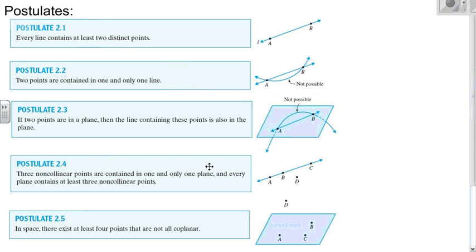3 non-collinear points are contained in one and only one plane, and every plane contains at least 3 non-collinear points. So if you have 3 points that aren't in a line, there's one and only one plane that contains them, and every plane has at least 3 points. Well, the first part of that, 3 non-collinear points, is in one and only one plane. I like to think about that one by just using 3 fingers. Imagine your fingertips as points.